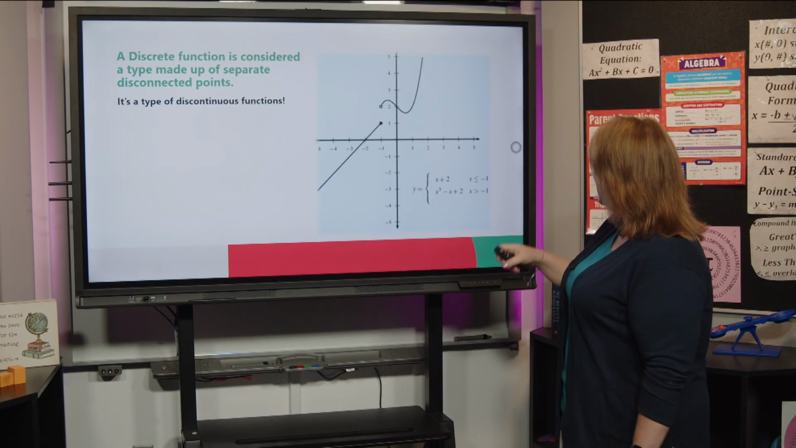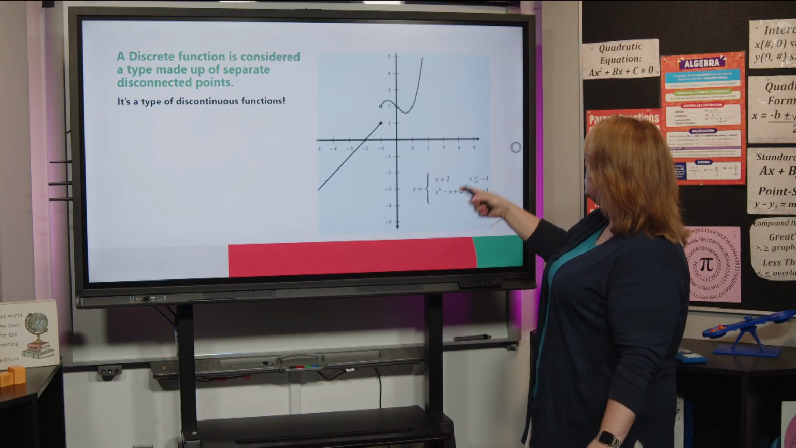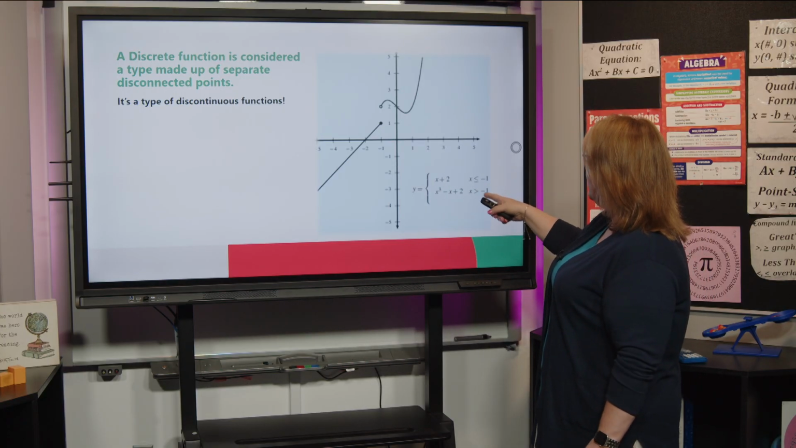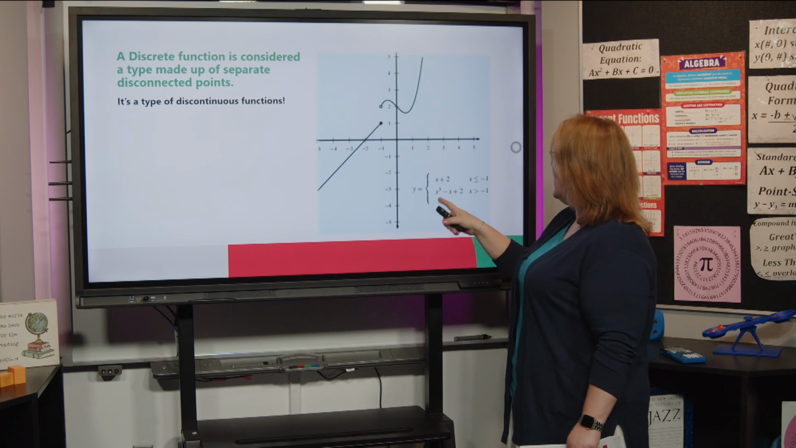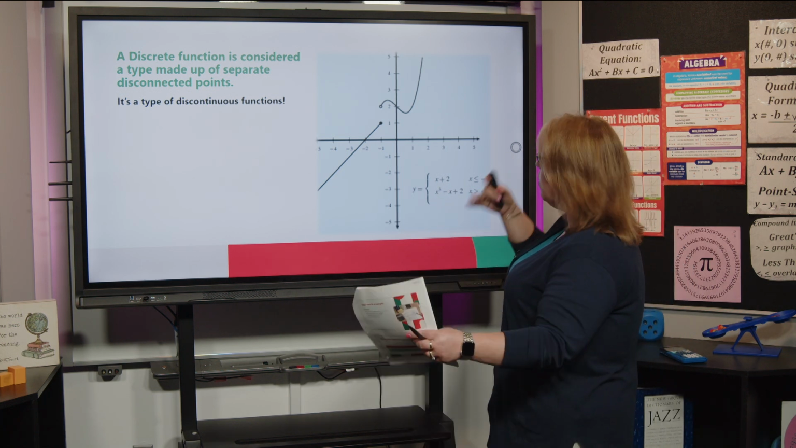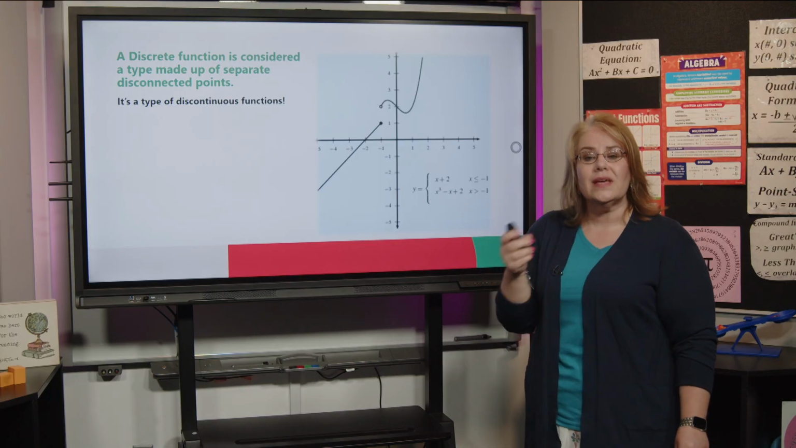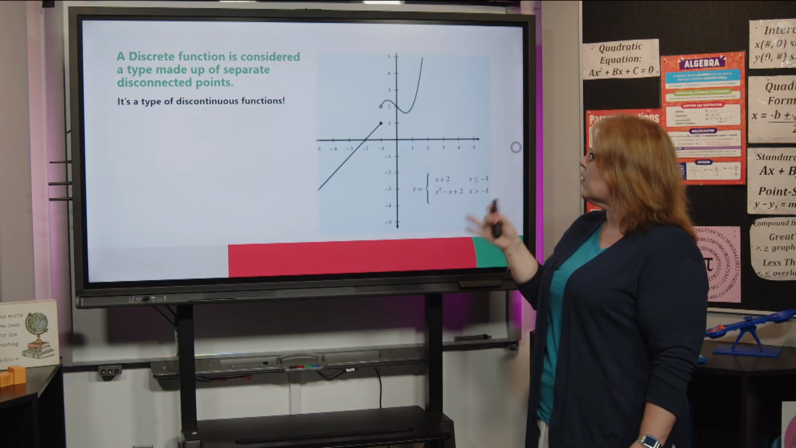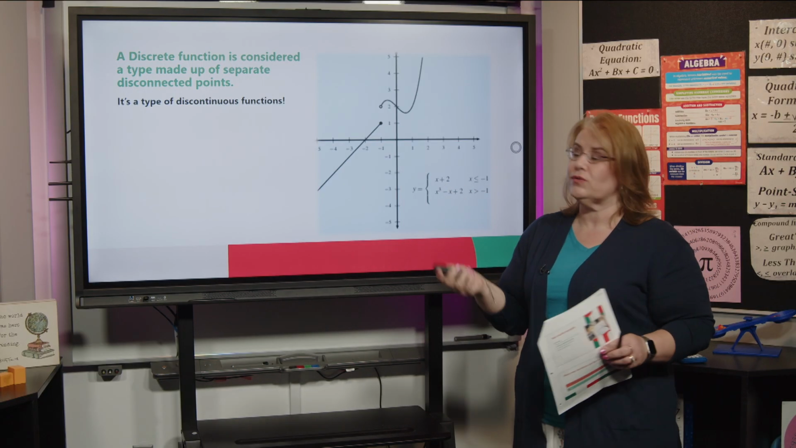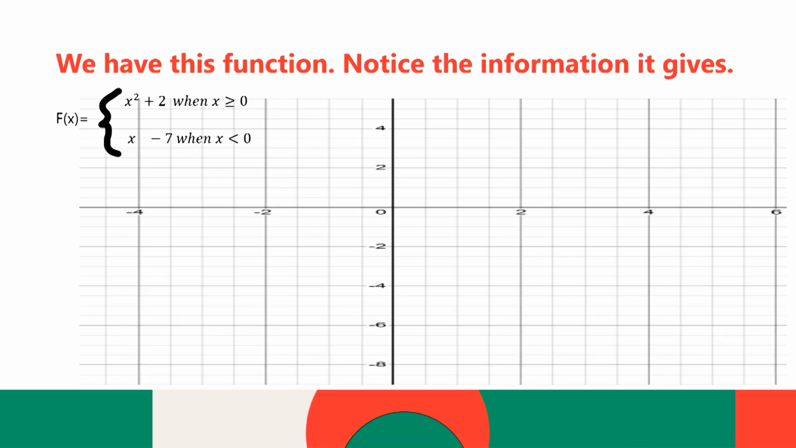I have my limitations. I use x plus 2 when x is less than or equal to -1, and I use x squared minus x plus 2 when x is greater than -1. So you've got to make sure that you're looking at all of your conditions depending on what you're going to use. All right, we have this function. Notice the information given. So I'm giving my limitations. I am given what I use for those limitations.